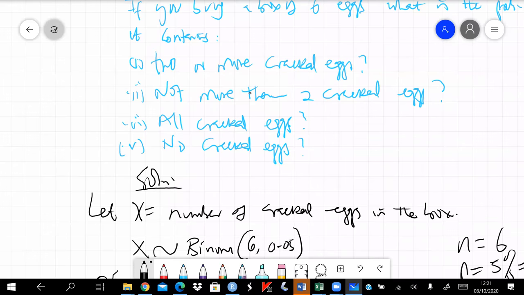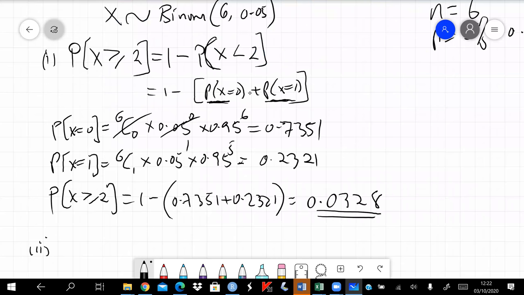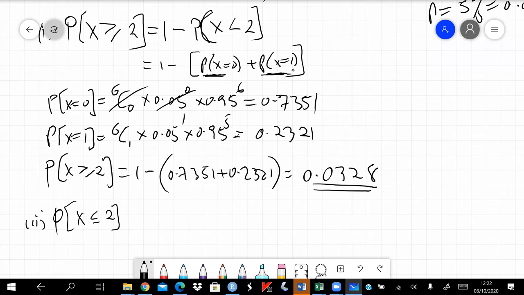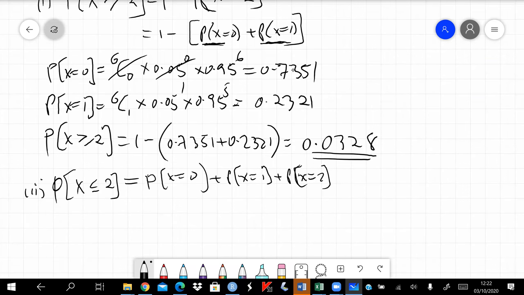Then let's look at Roman 2. Roman 2 says not more than 2 cracked eggs. That means 2 or less. So the probability is the same as the probability that X is equal to 0, plus the probability that X is equal to 1, plus the probability that X is equal to 2. So there are 3 components. Already we have values for the probability that X is equal to 0 and 1, so we just need to compute the probability that X is equal to 2. This would be 6 choose 2, times 0.05 squared, times 0.95 to the power 4.